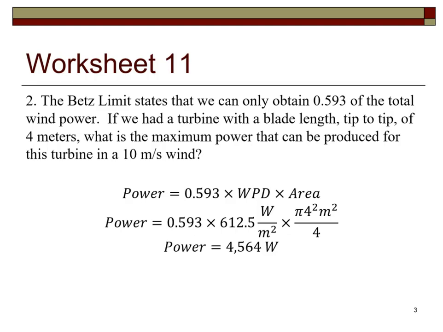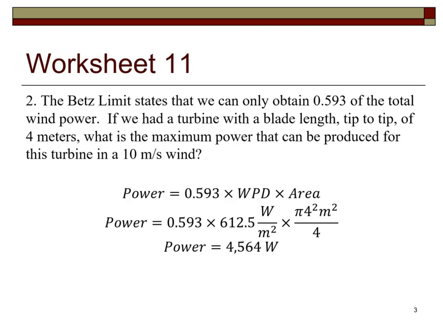Using this number, the power is equal to 0.593 times the wind power density that we calculated. And this is for a wind turbine blade that is 4 meters tip to tip.